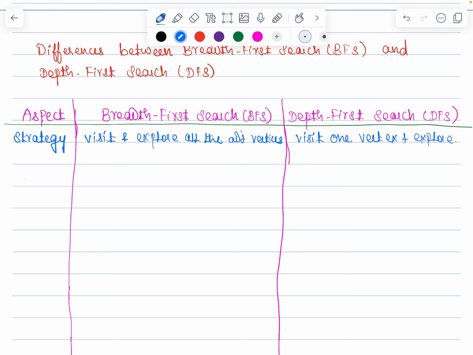That is the first difference. The second difference is the data structure. Breadth first search uses queue data structure and depth first search uses stack data structure. It is a first in first out data structure and this is a last in first out data structure.